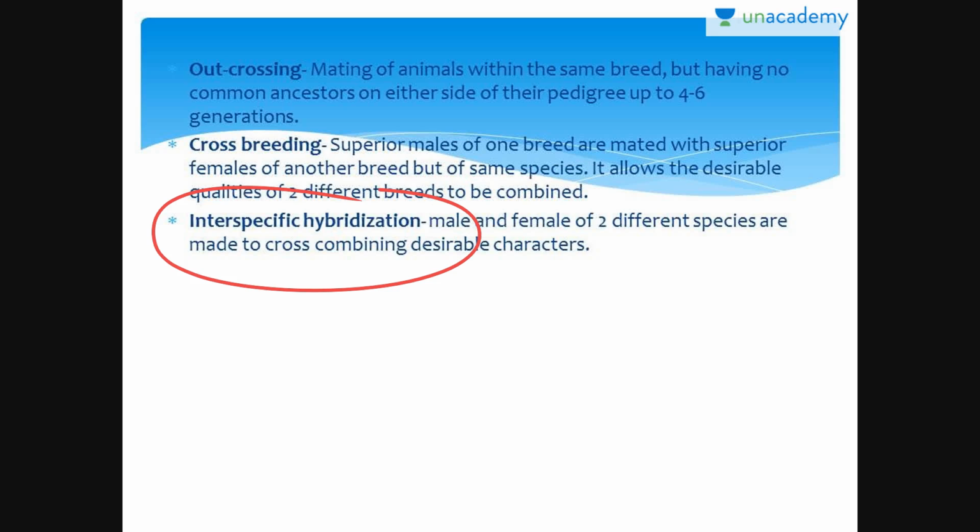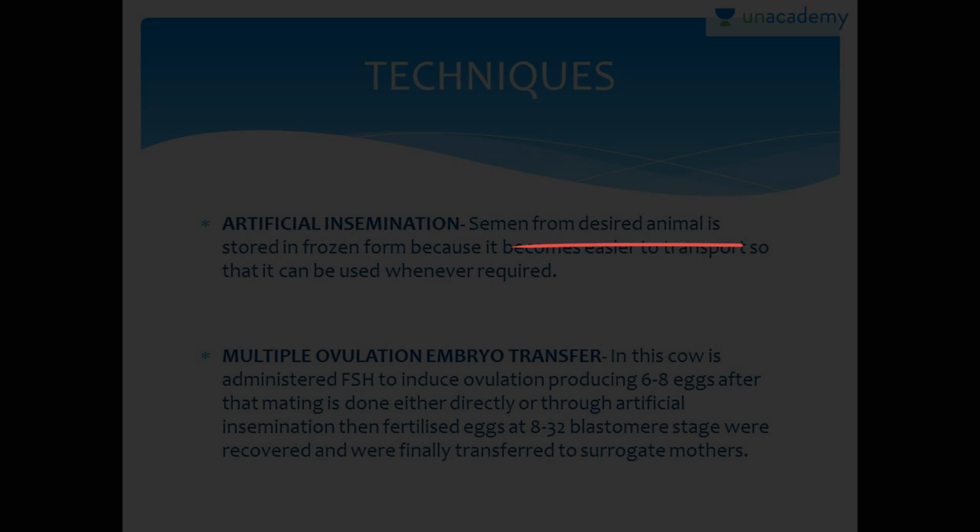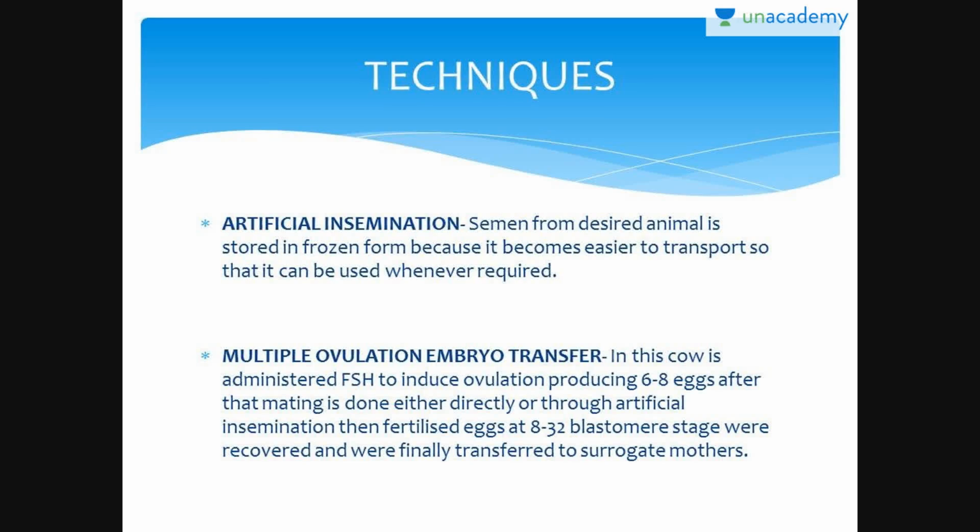Then there is interspecific hybridization. Male and female of two different species are made to cross to combine desirable characters. There are several techniques through which these things are done. One is artificial insemination. In artificial insemination, semen from the desired animal is stored in frozen form because it becomes easier to transport so that it can be used whenever required. The second one is multiple ovulation embryo transfer.